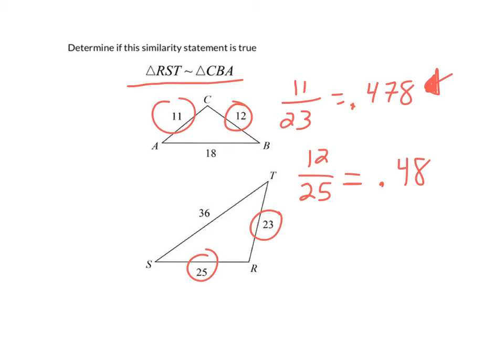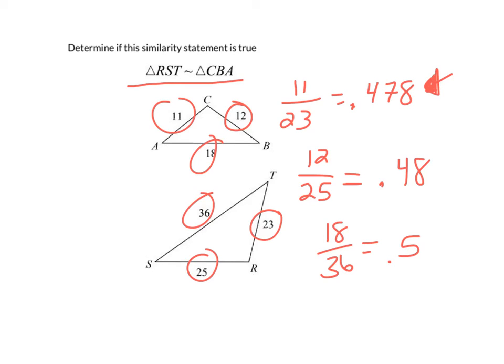Plus, as I just glance at the triangles, the sides that we haven't checked, I can see 18 and 36, and I believe that that's just going to be 0.5. Yeah. So you don't have to check all three sides once you get two that are not equal. The ratios are not equal. All right, let's move on to our last problem.